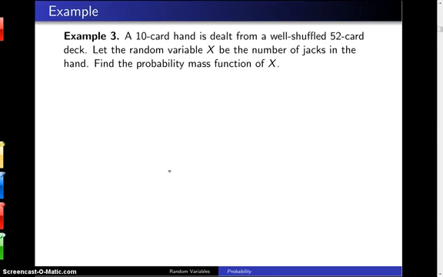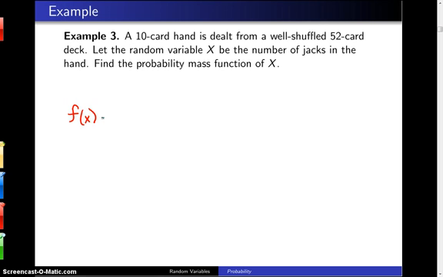A 10-card hand is dealt from a well-shuffled 52-card deck. Let the random variable x be the number of jacks in the hand. Find the probability mass function of x. So over here we're going to write the probability mass function.